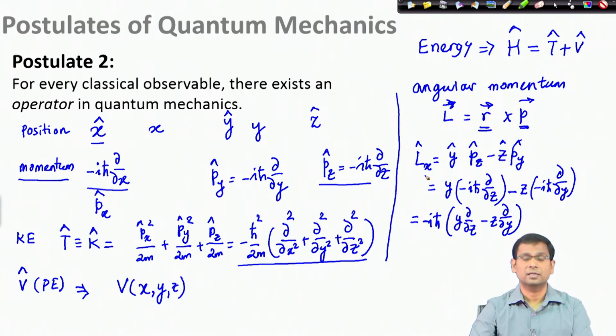Similarly, I can define the operator L y, the operator L z, and so on. So, what we learnt is that for every classical observable that I wish to know about my quantum mechanical system, quantum mechanics offers me an operator. All the information is there in the wave function, but to get an idea about any particular observable, I must bring the quantum mechanical operator which corresponds to that classical observable.